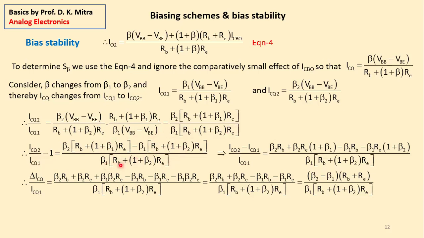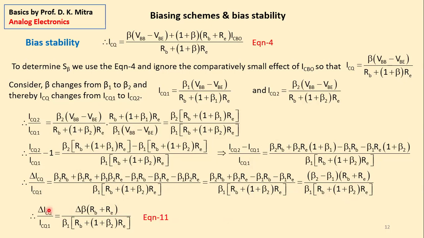So this numerator remains as it is, and the denominator remains as it is. Numerator becomes beta 2 into this factor minus beta 1 into this factor. So ICQ2 minus ICQ1 by ICQ1 on the left hand side. On the right hand side, if you simplify this, you will get this relation. Finally, this ICQ2 minus ICQ1 is equal to del ICQ. So del ICQ by del ICQ1, simple simplification, but I have given you all the details, is this relation, right?